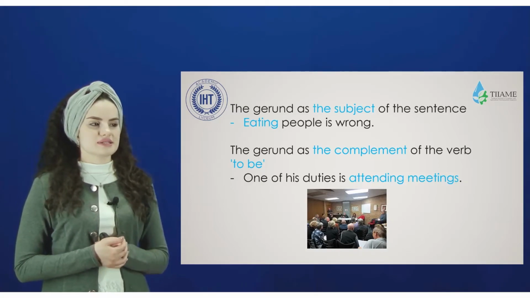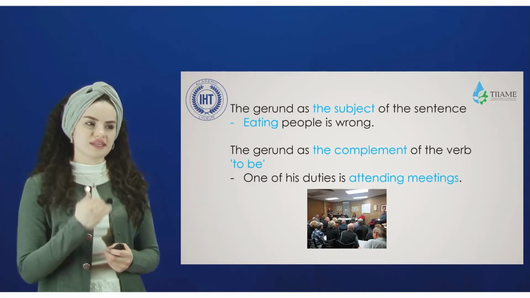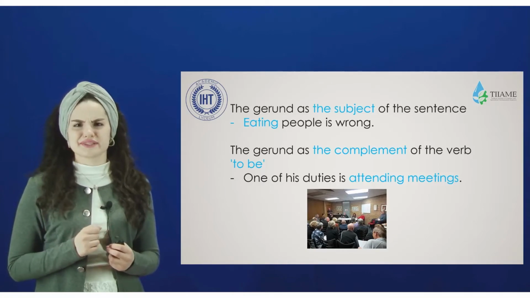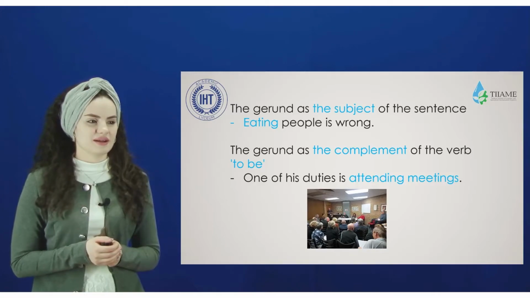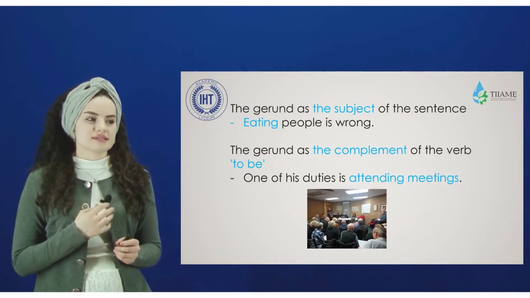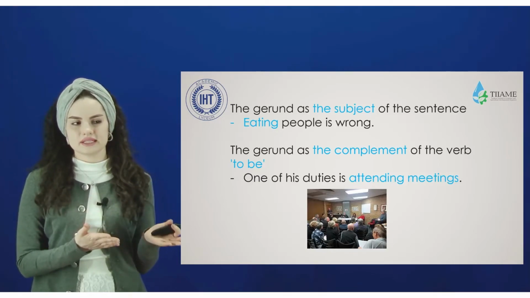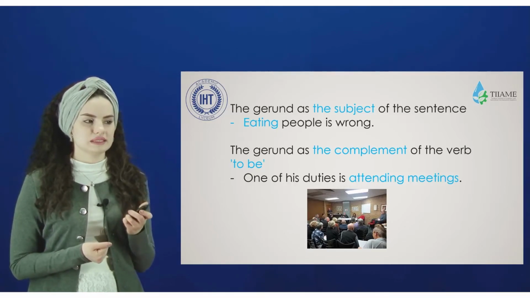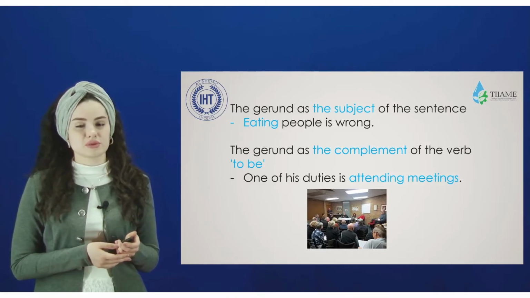The gerund as the subject of the sentence, yeah? Look please at an example of this case. Eating people is wrong. Of course, it's logical, but let's investigate this sentence. And another situation, when the gerund is the complement of the verb to be. Look at the example, please. One of these duties is attending meetings. Well, here you are, a situation with the verb to be.